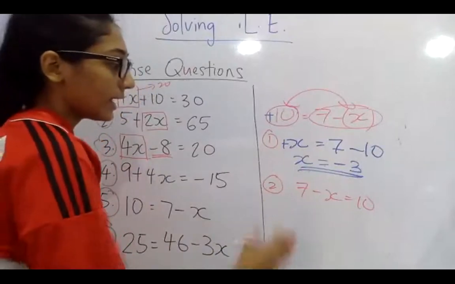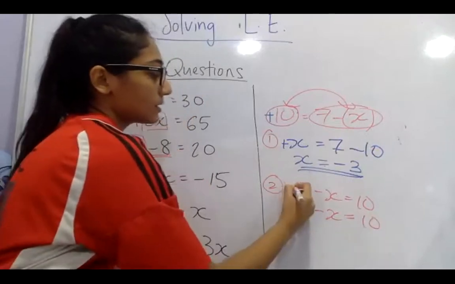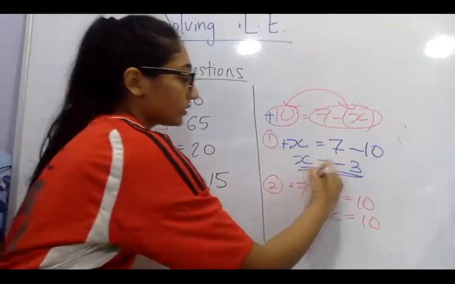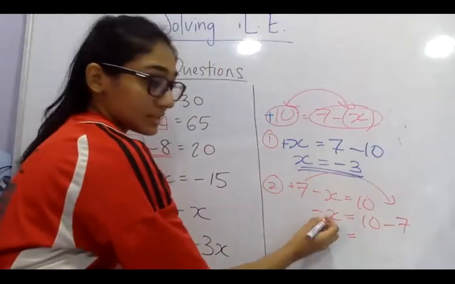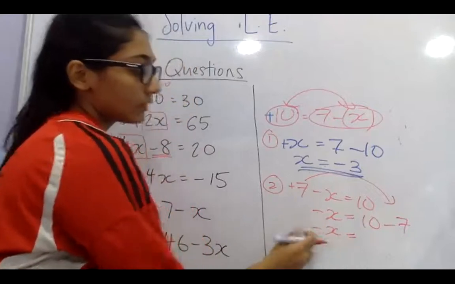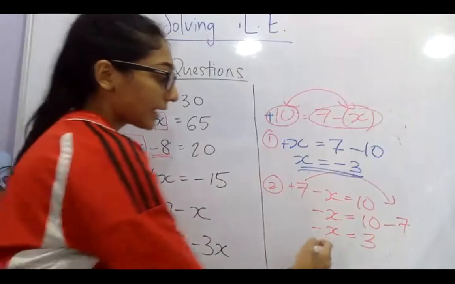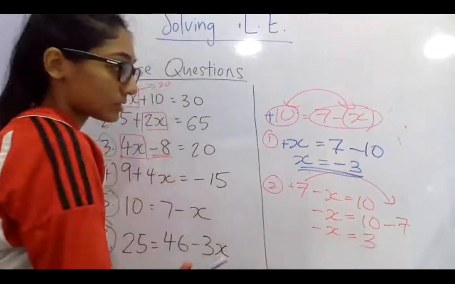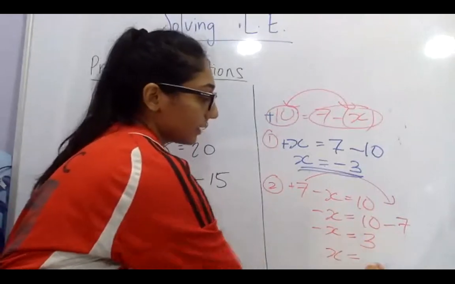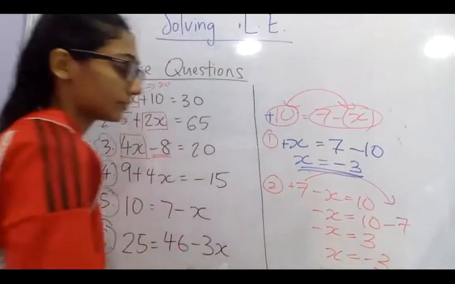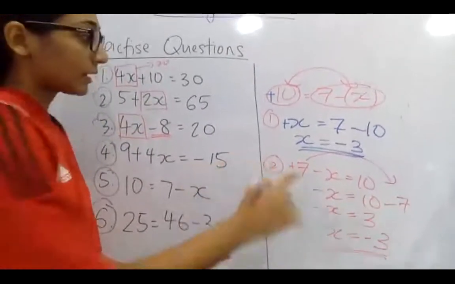Then I move the numbers to that side first. So minus x equals 10. This is positive 7, I bring over to this side will be negative 7. But this is negative x still, so I leave it at that. 10 minus 7 is 3. Now I want my answer x equals something, not negative x equals something. So I bring over the negative to this side. It will be negative 3.